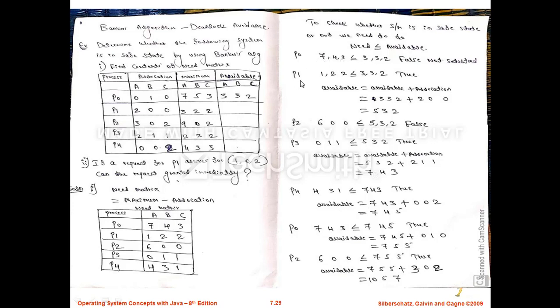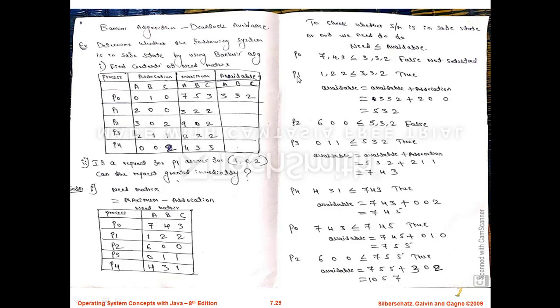Next, coming to P1. P1 need is how much? 122. 1, whether it is less than 3? Yes. 2, whether it is less than 3? Yes. Then this 2, whether it is less than or equal to 2? Yes. Then all types of resources are less than available, then definitely true, satisfied. Then we can allocate the resources to P1. Then P1 will complete the execution.